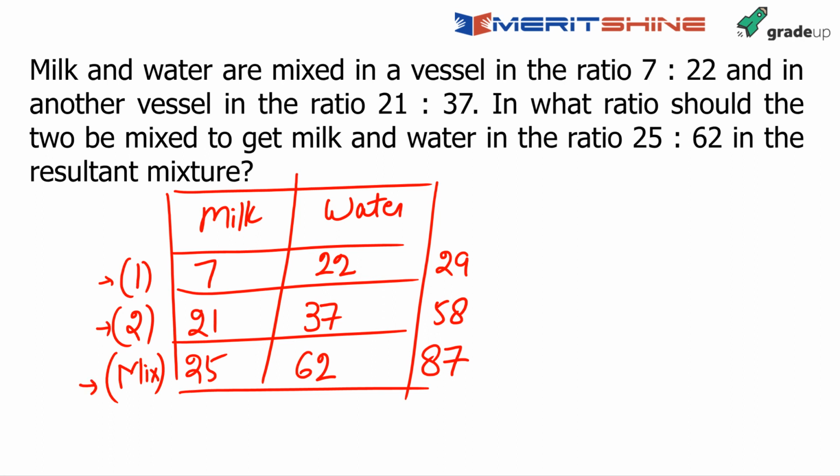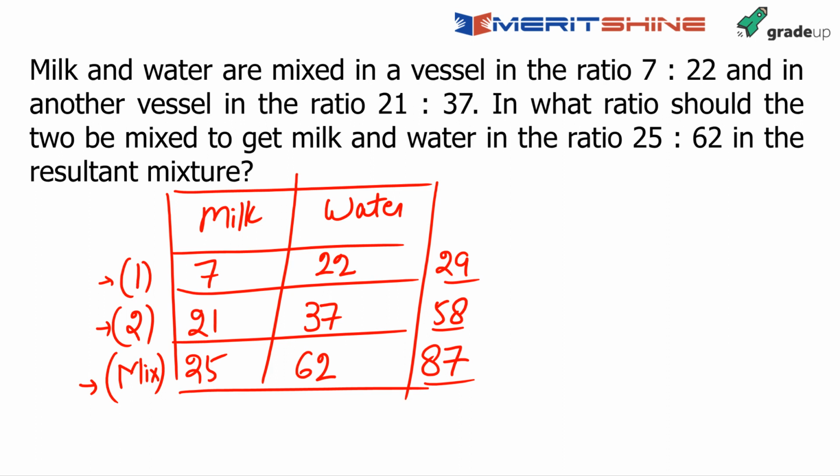The ratios are there in front of you: 7:22, 21:37, 25:62, all that is given in the table. The first step that we do, we add, and we add very quickly. 7+22 is 29, 58, 87. Fine, you get this part. You quickly realize that 29 into 2 is 58 and 29 into 3 is 87. So these are not random numbers here. Fine. You can take their LCM very quickly. LCM would be double of 87. All of you understand that.